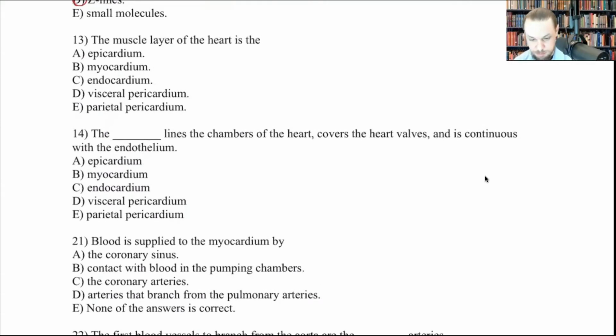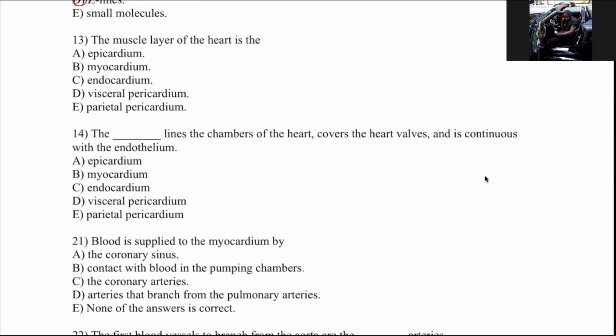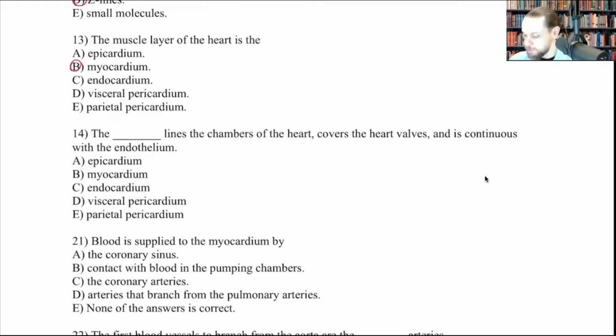All right, the muscle layer of the heart is the myocardium. Myocardium is correct, right? It's the biggest layer. If we go from inside out, it would be endocardium, then the myocardium, the muscle layer, and then the epicardium, surrounded by the pericardial sac. So this is the inner, middle, outer, and then the sac is the final layer that's surrounding it. But for this one, B is the choice.